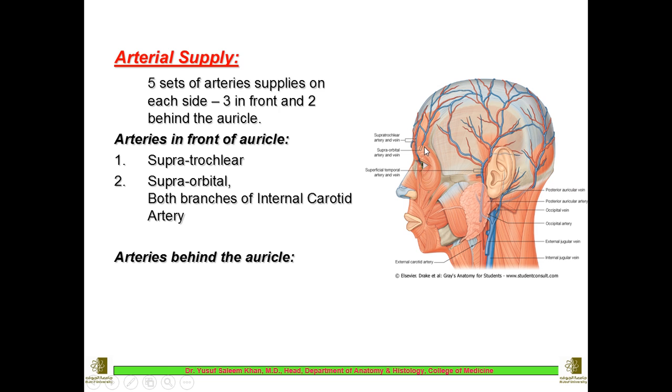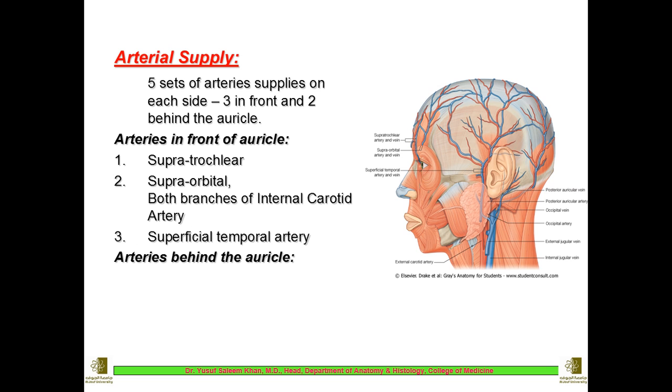So this supratrochlear artery as well as the supraorbital artery, both are branches of the internal carotid artery. Okay, so the internal carotid artery doesn't give any branches in the neck, but goes inside and supplies the brain. Then from there it will come and even give some branches which are coming to the scalp.